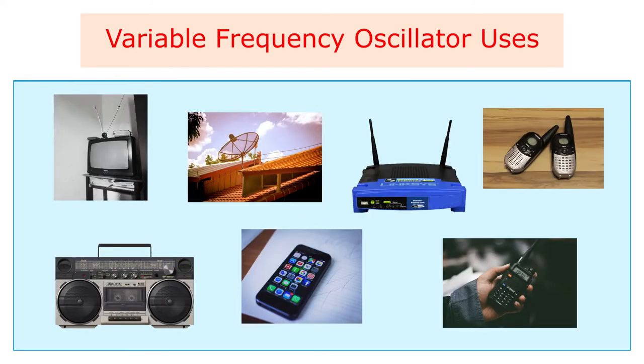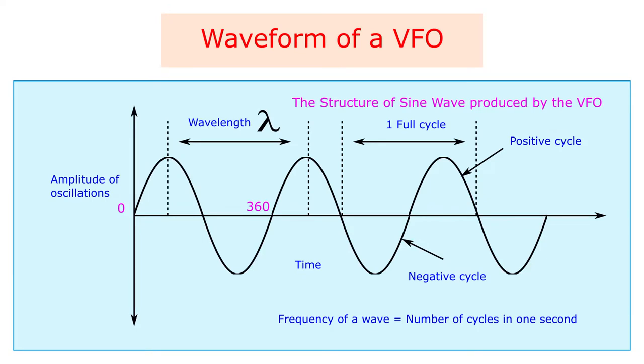It is a very important component in household equipment such as radio, television, mobile phones, satellite receivers, walkie-talkies, communication devices, radio-operated toys, etc. The VFO produces a waveform in the radio frequency spectrum or even into the audio frequency range depending on the frequency of use. The waveform most commonly used is the sine wave, which is mostly used in communication. There are also other types of waves such as square waves, triangular waves, sawtooth waves, etc.